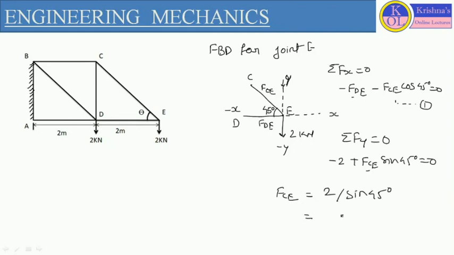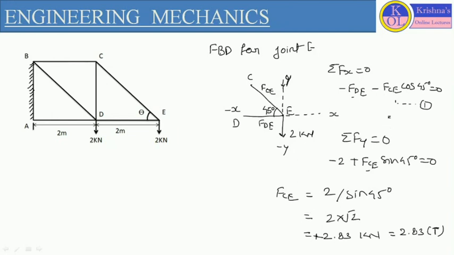If we do the calculation, FCE will be 2.83 kilonewton, that is 2 into root 2, so 2.83 kilonewton. Since this value is positive, this 2.83 kilonewton force will be a tensile force. So I am writing T for tensile force. Positive we consider as tensile and negative we consider as compressive. So here we have this value of FCE.